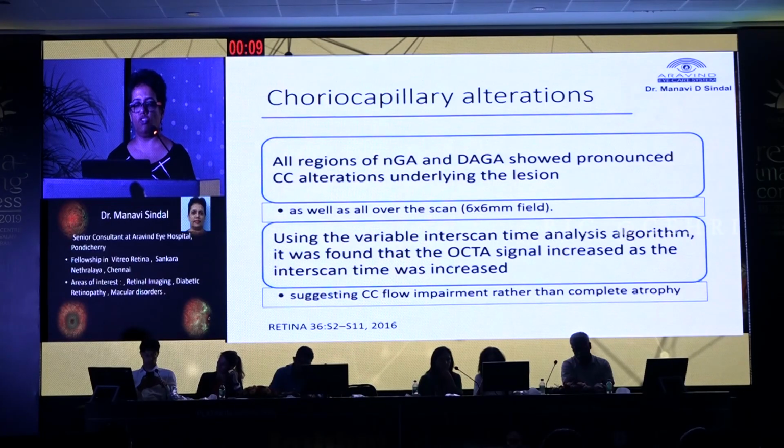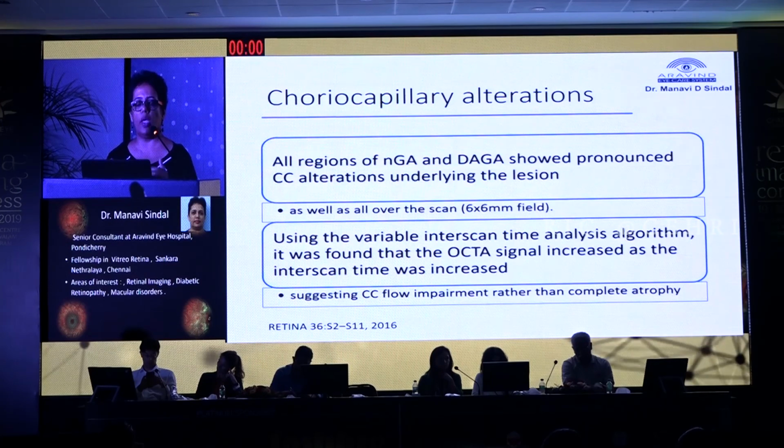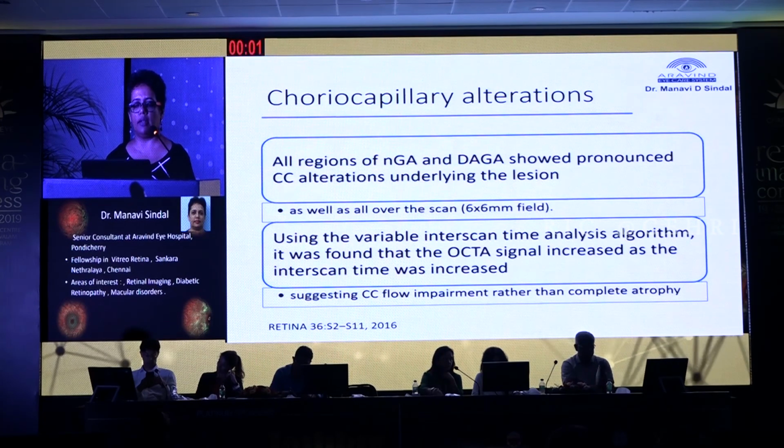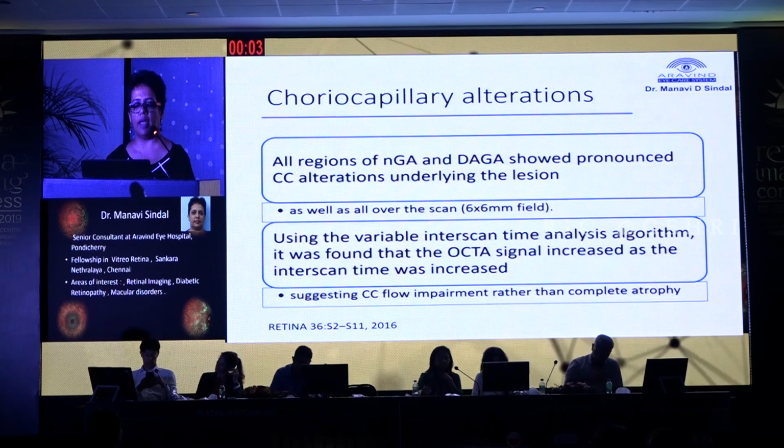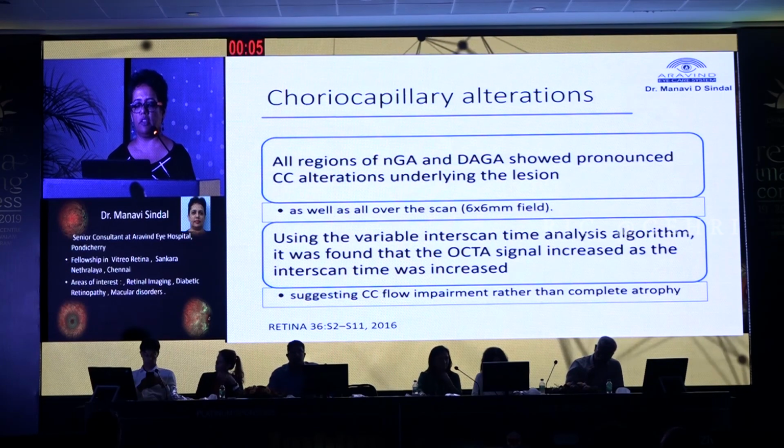Then choriocapillaris alterations in this area have been studied. All areas of nascent as well as Drusen associated GA show pronounced choriocapillaris alterations underlying the lesion as well as in the entire scan. But when they used varying interscan times, they found that the signal increased as the interscan time was increased. So this may suggest a flow impairment rather than a complete atrophy.